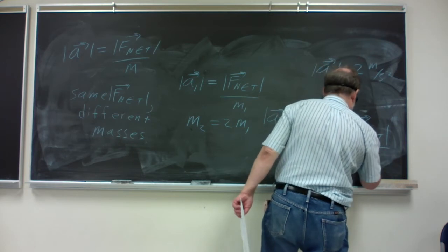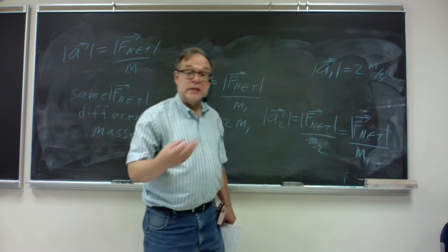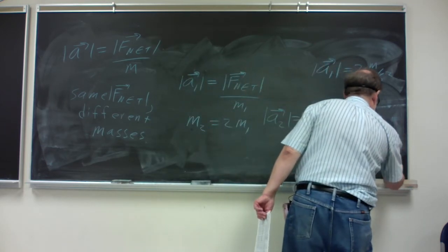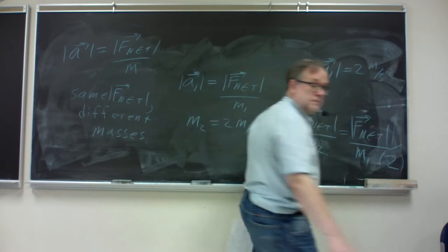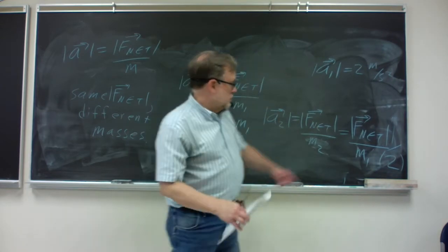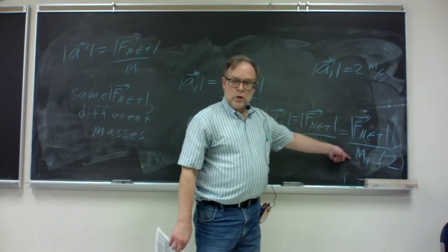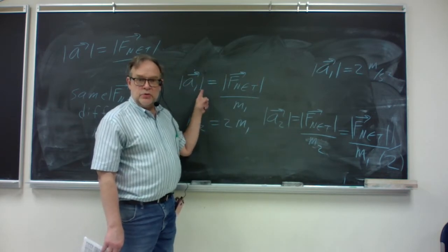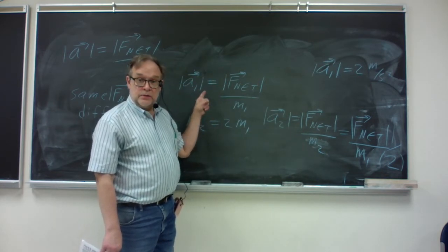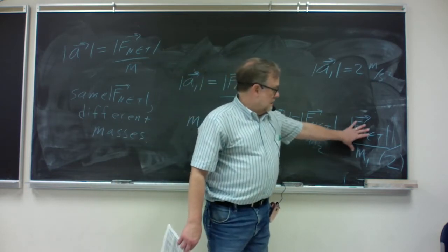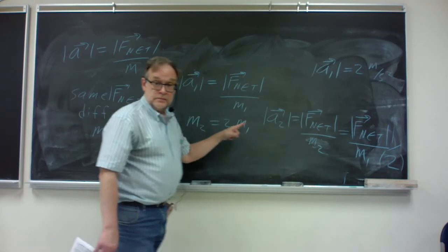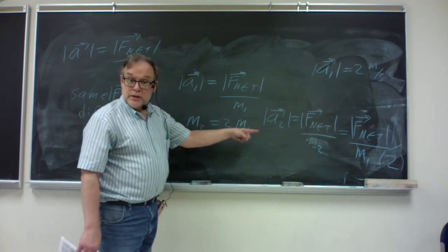Or F net over M1 times 1/2. But of course, F net over M1 is just the magnitude of the first acceleration. So what we have here is the first acceleration times 1/2. That's the magnitude of the second acceleration.